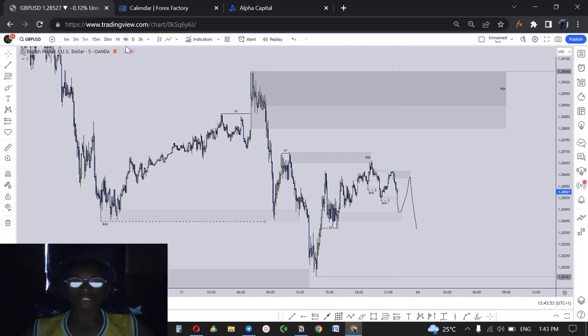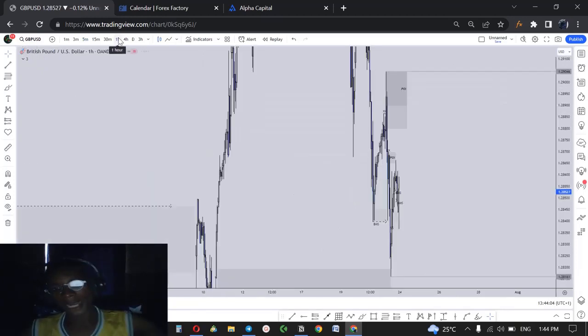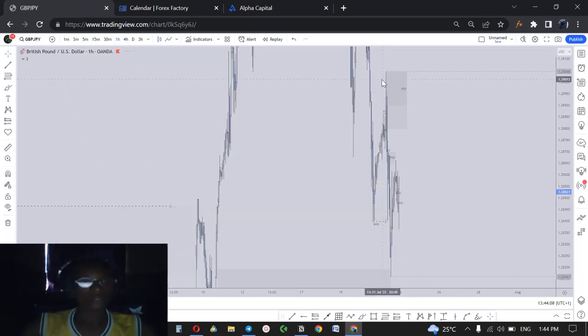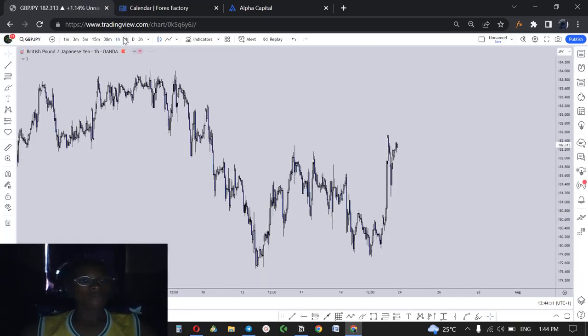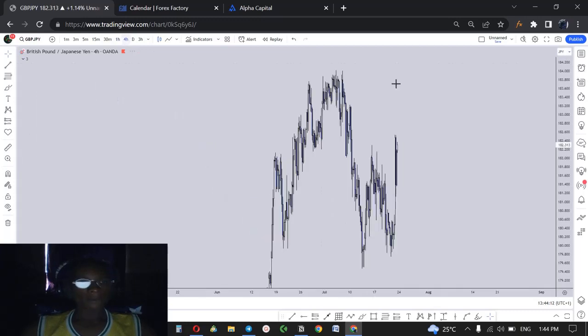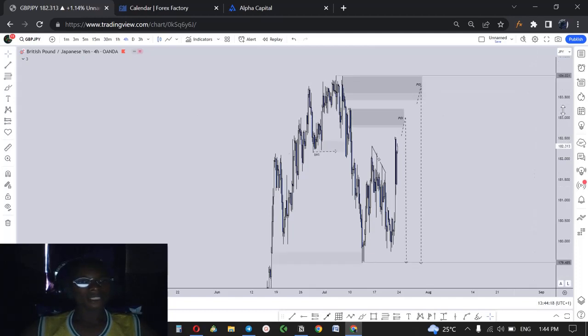So this is what I'm really looking at on GBP USD, right? And I really expect this to play out, because the probability of it playing out is higher than it not playing out. So let's really keep an eye on this. So real quick, let's move to GBP JPY, which I'm going to show us guys that will really blow our mind.